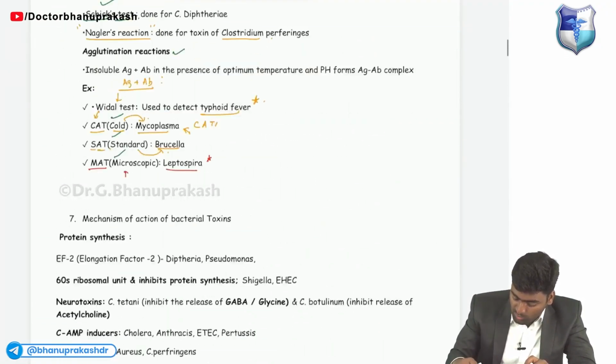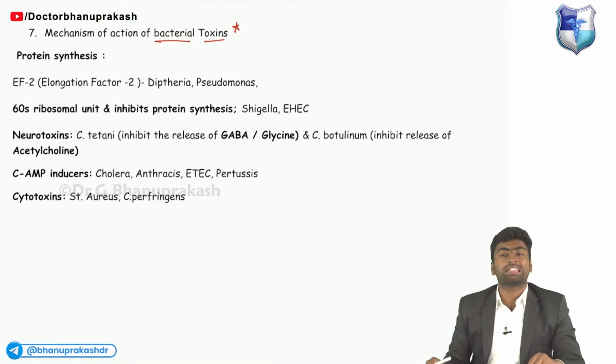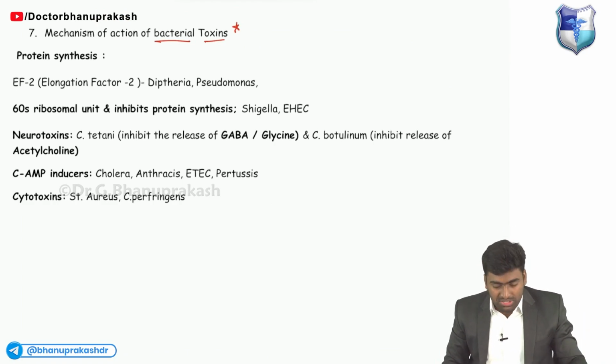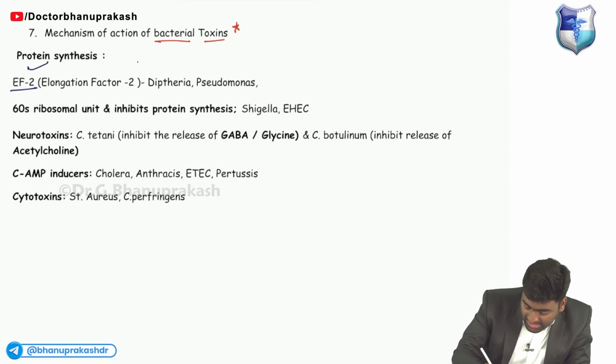Fine. Then we'll move on to the final part, which is bacterial toxins. There will be around one question in alternate exams, or even one question in each NEET PG or FMGE examination. The first one is elongation factor 2. This is a protein synthesis inhibitor.